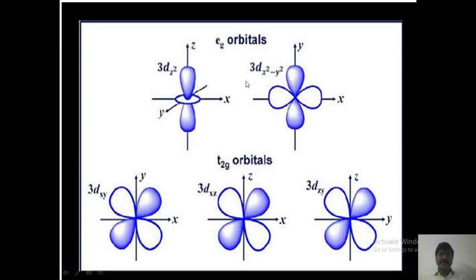Eg orbitals: dz² and dx²-y². These orbitals have electron density along the axis. So these are also called axial orbitals.